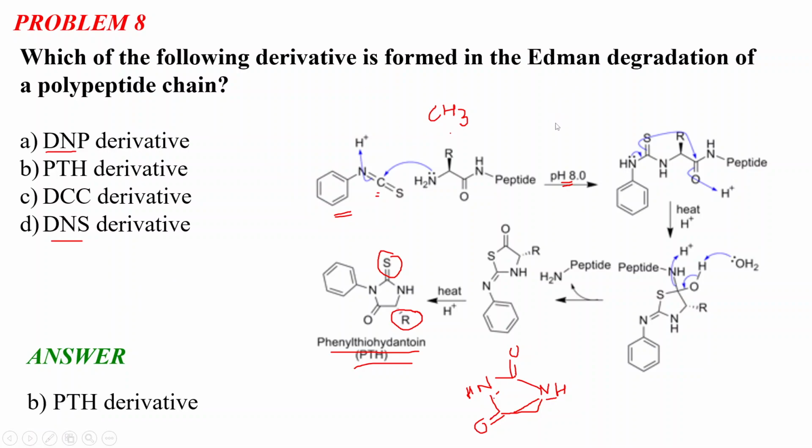Again, I am saying you don't need to remember the exact mechanism, just remember what the structure of the reagent is, what its name is, and what derivative forms.